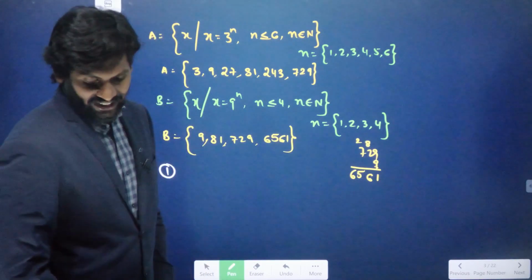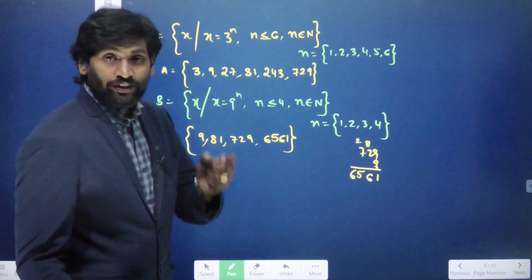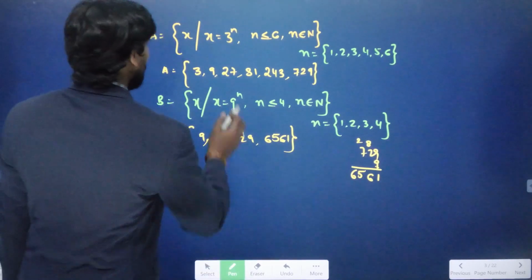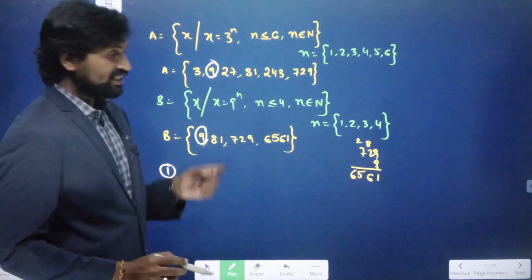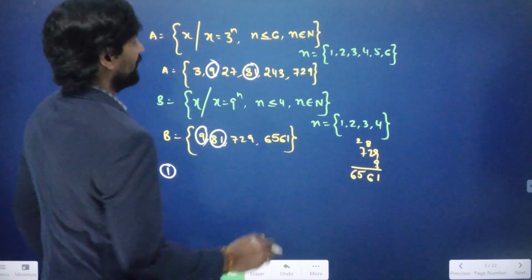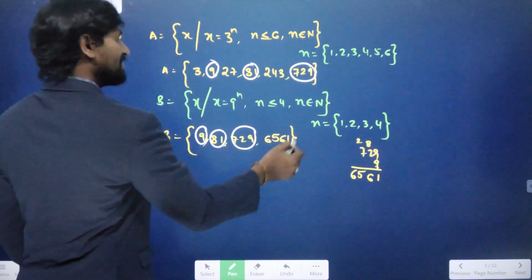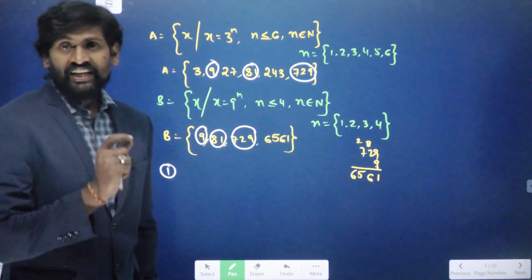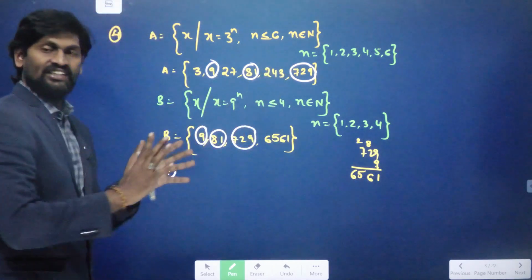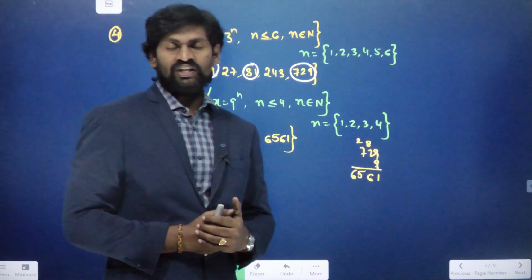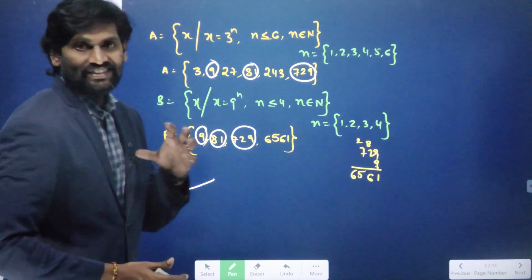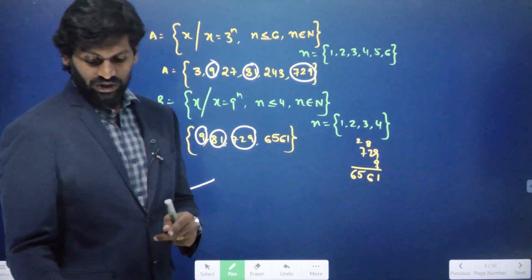A intersection B is a false statement, because while you are observing the elements in A intersection B, 9 is there, element 9. A intersection B is given as having the elements 9, 81, 27, 81, 729 and 6561, but A intersection B means only the common elements. What are the common elements here? 9, 81, 729. That's it. There is no 6561 as a common element. So the second option is our required answer, the false statement. Okay? So let us move on to the next problem.